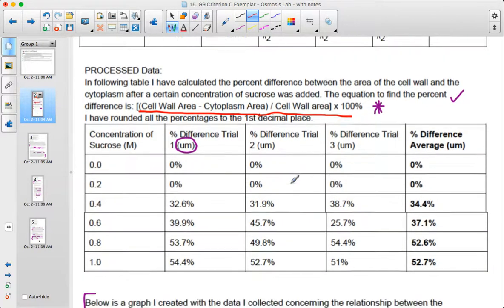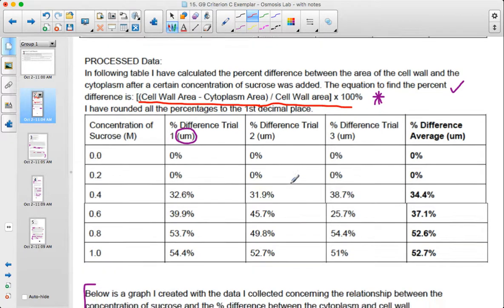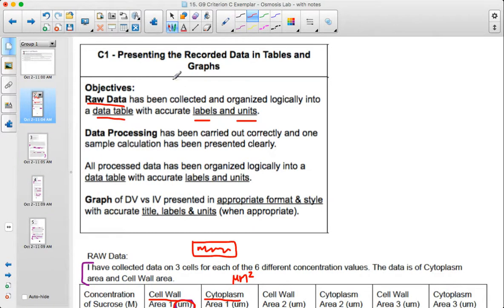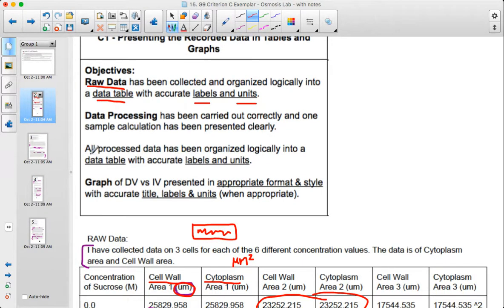It's still a very clear presentation of the final processed values of percentage difference, but without that sample calculation, it can't get to level 7-8. Okay? And then the third part of strand C1, so we just did all processed data has been organized logically into a data table with accurate labels and units.